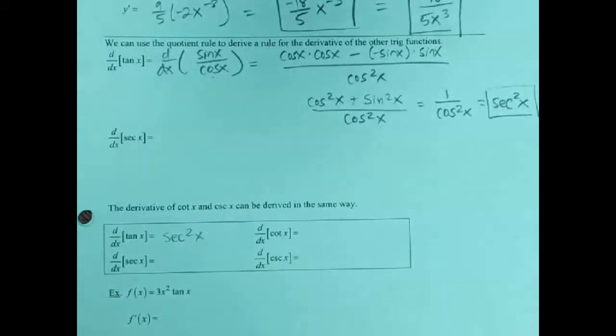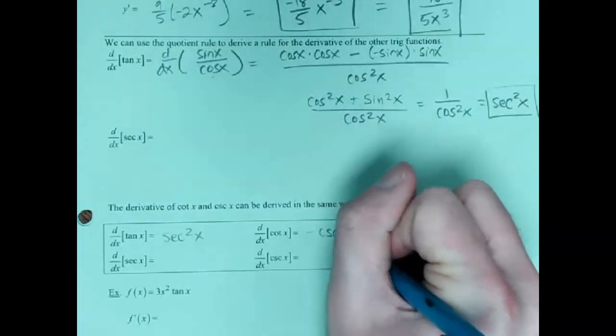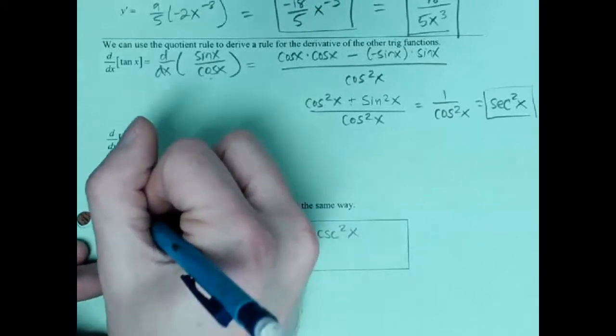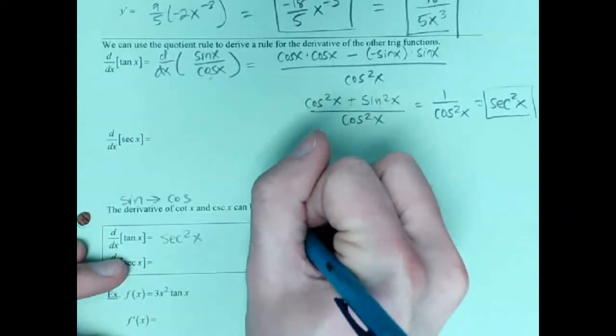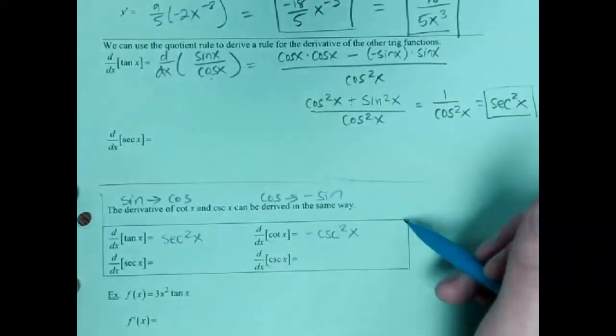The derivative of cotangent would be similar, except your sines and your cosines are switched. And so here you would actually end up getting negative cosecant squared. So remember, all of the cofunctions, I kind of mentioned this last time. Let me write it again. Remember, the derivative of sine is cosine. The derivative of cosine is negative sine. So you should have really all 6 of your trig derivatives here together.